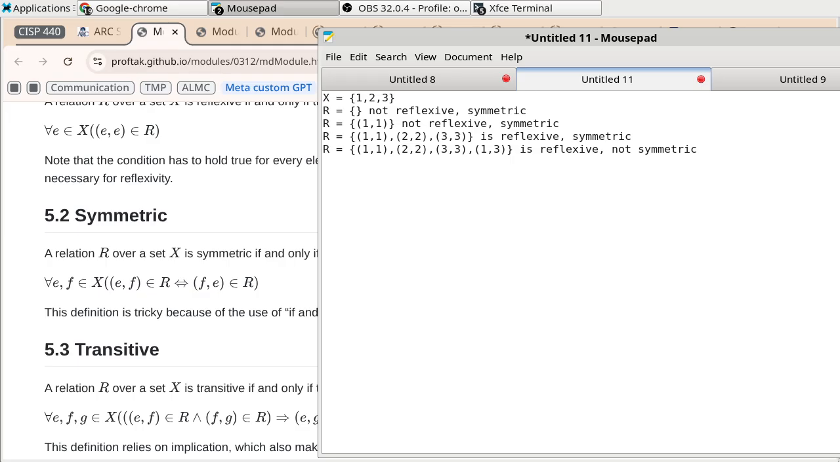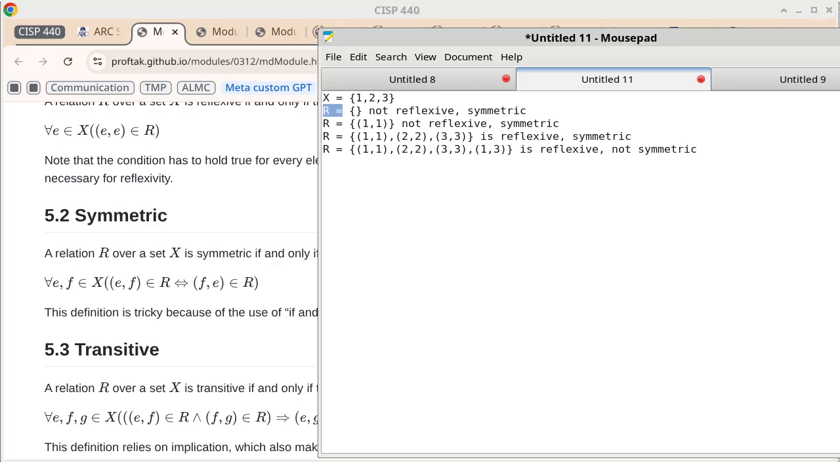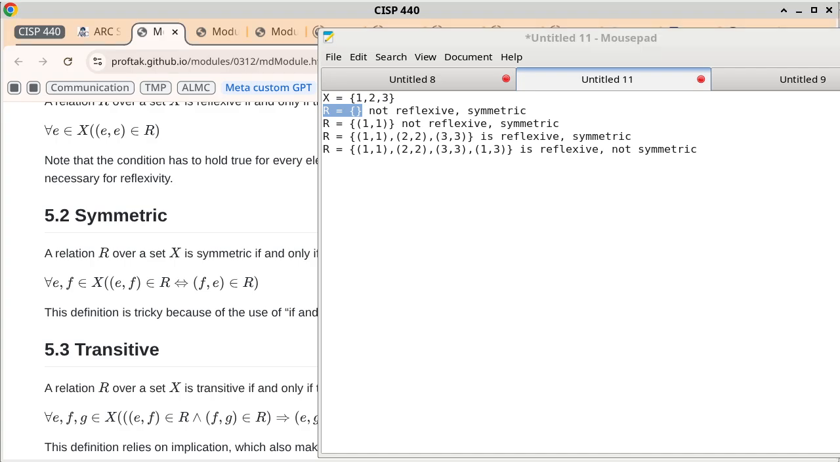So this one here, let's take a look at this one. Why is this case symmetric? In other words, R is an empty set. So if R is an empty set, how can it possibly be symmetric? The key here is to understand the operator if and only if. And then you have to look up the truth table of if and only if.